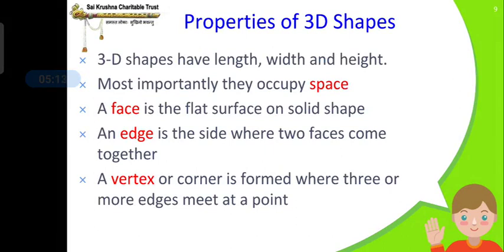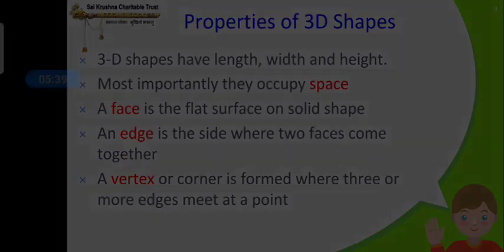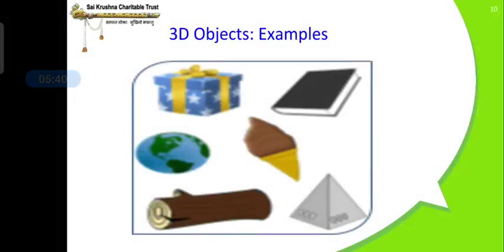And what do you mean by edge? An edge is the side where two faces come together. Okay, when two faces meet, that line, we call that an edge. So that side is nothing but the edge. And what do we mean by vertex or corner? So it is formed when three or more edges meet at a point. So whenever edges meet at a point, then we call that a vertex. So these are a few 3D objects you can see.